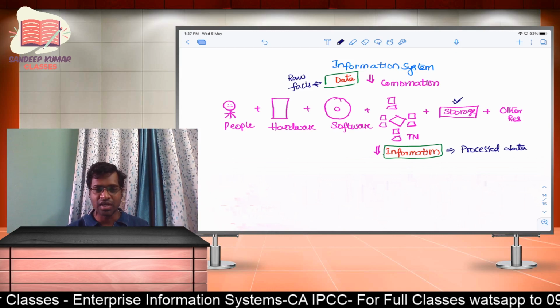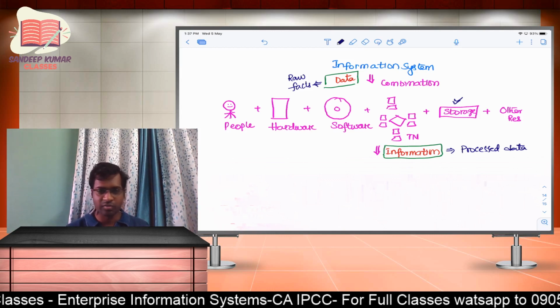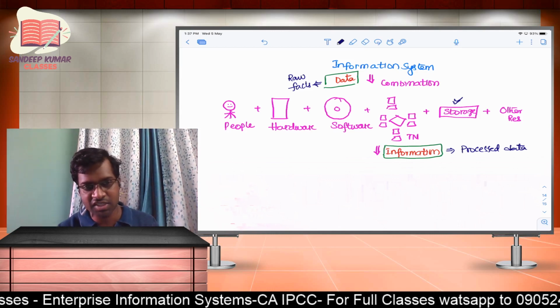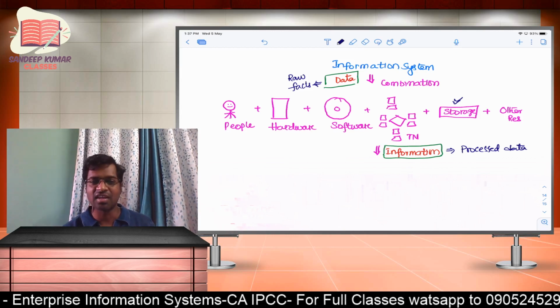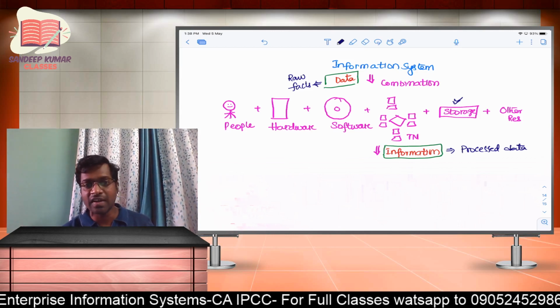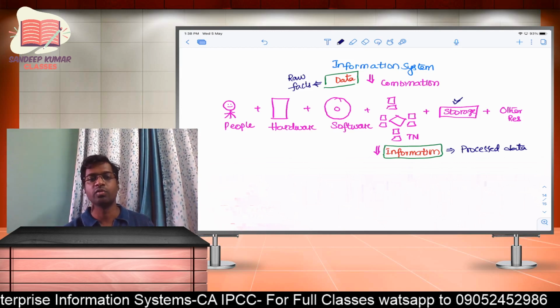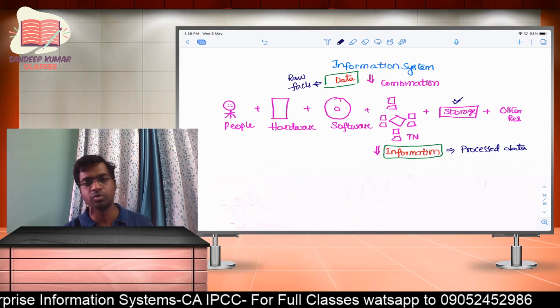Once you convert data into information, they can ask you what is the basic objective of information systems. The basic or primary objective of an information system is to convert operational data into information.